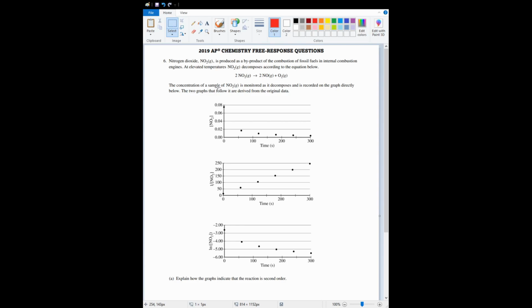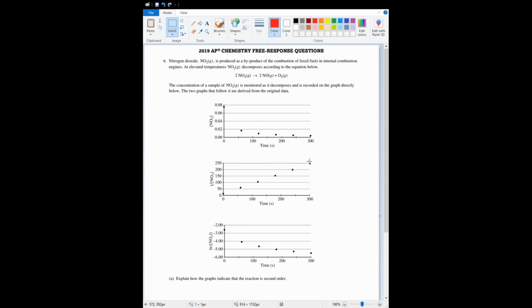The concentration of the sample of NO2 gas is monitored as it decomposes and is recorded on the graph directly below. So this one right here. The next two graphs are derived from that data. So what they did is, instead of graphing time versus concentration, they did time versus 1 over concentration and time versus the natural log of concentration. Explain how the graphs indicate that a reaction is second order.